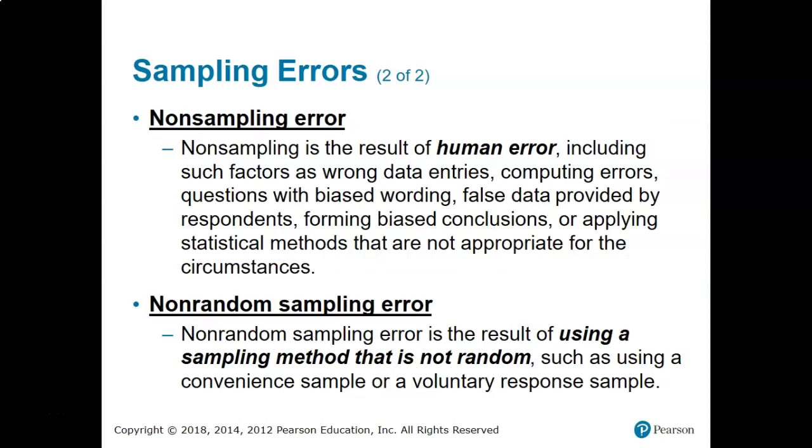Okay, non-sampling error, that's when you do the things that you really can control. That's the human error ones. Maybe you have somebody that enters the data wrong, computes something wrong. Your questions have biased wording. False data is provided. Maybe people self-report. You form biased conclusions, or any of these kinds of things would account for non-sampling error. And then the last one, non-random sampling error, is basically when you gather your sample in a way that's not a random sample. That might be your convenience sampling or your voluntary response sample. So you're going to have an error that's introduced because of that, and that would be called non-random sampling error. Okay. All right, so that takes us to the end of chapter 1.